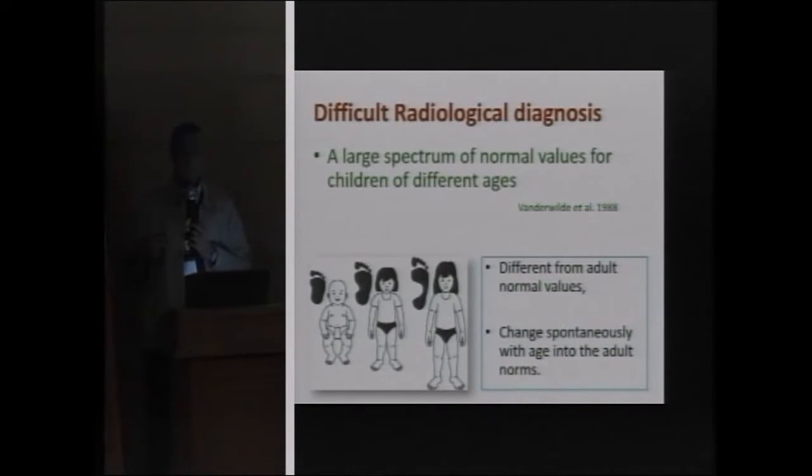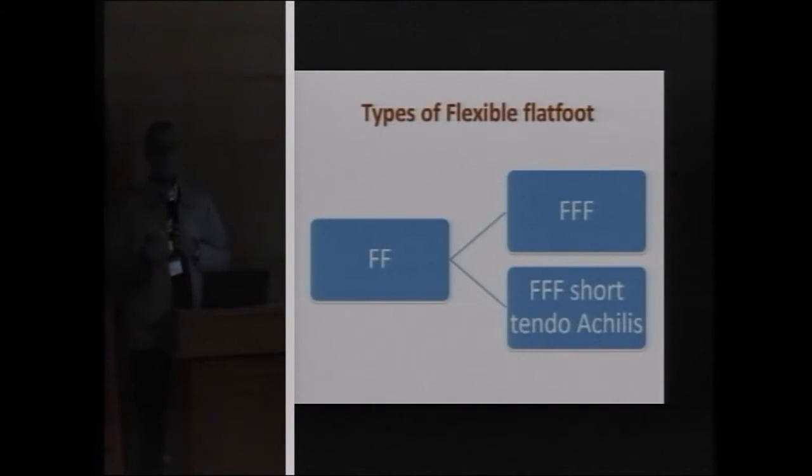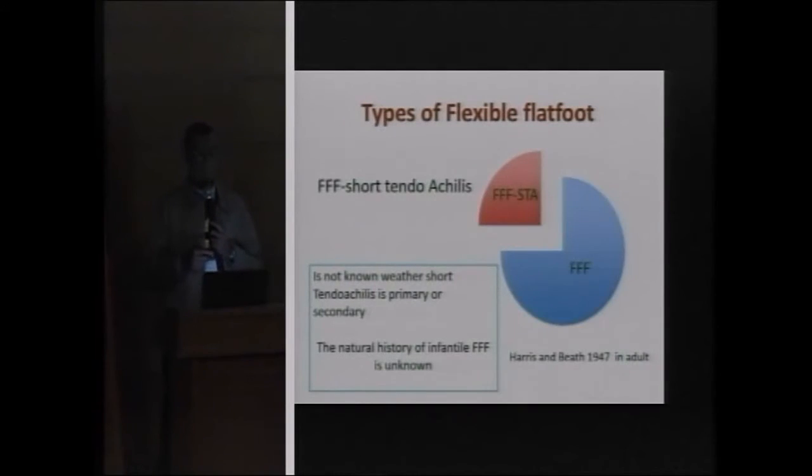The problem in diagnosing it radiologically is that there is a very wide variation of the normal. So for all angles measured or described, there is very wide variation. Mostly they are described in adults and not in children. So it is difficult to diagnose it from just the radiological appearance of the foot. There are two types of flexible flat foot in children. One, just flexible flat foot, and the other is flexible flat foot associated with short tendo Achilles. And we have to differentiate between both. The flexible flat foot with short tendo Achilles represents about 25% of all flexible flat foot.